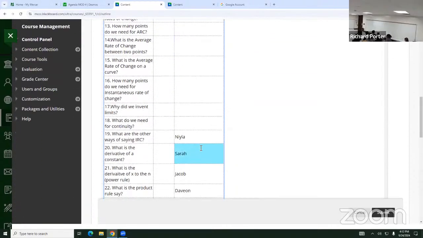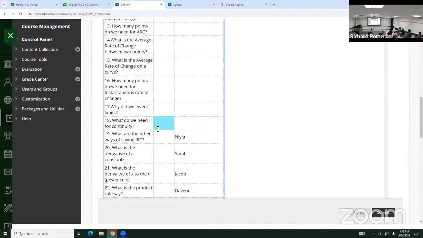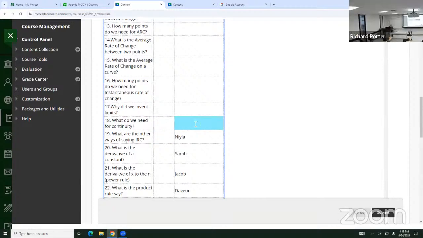Nyla. What are the other ways of saying IRC? What does IRC mean? Instantaneous rate of change, and what are the other ways of saying it? Derivative, slope of the tangent line, dy dx. Okay. Everyone good with that? All of those mean instantaneous rate of change.